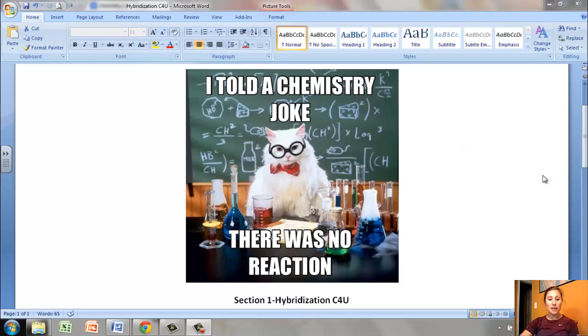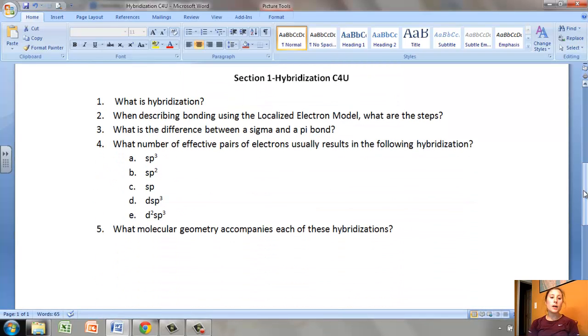Alright, so let's go on to section 1, which is hybridization. Number 1, what is hybridization? Number 2, when describing bonding using the localized electron model, what are the steps? Number 3, what is the difference between a sigma and a pi bond? Number 4, what number of effective pairs of electrons usually results in the following hybridization? And so there's 5 listed there. And then for each of those, what molecular geometry would accompany each of those hybridizations? And right before this, there were a few examples to do in the notes. So also try those, and we'll discuss them in class.